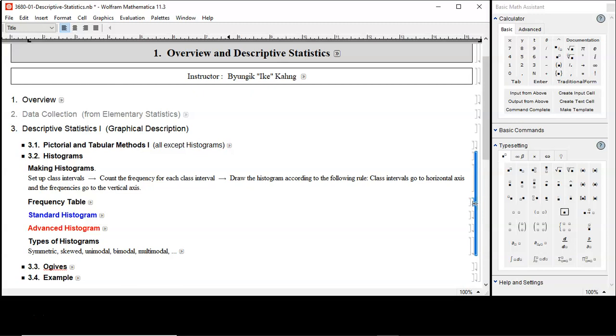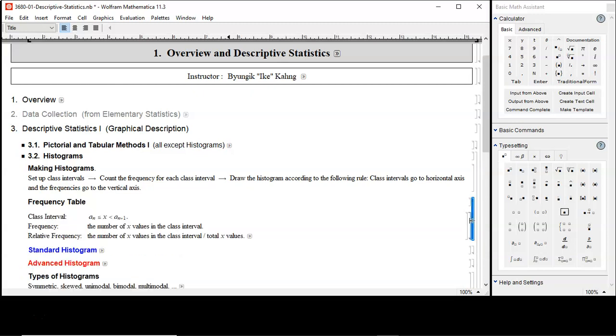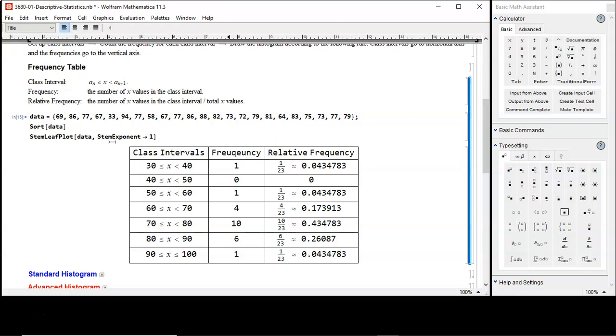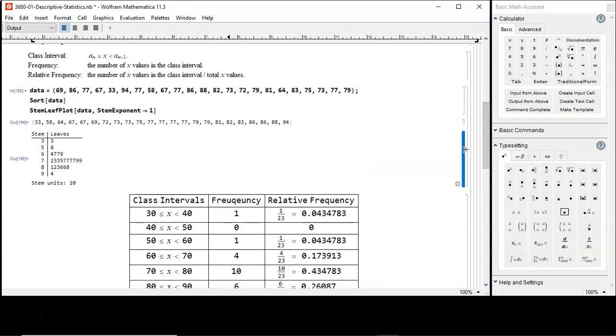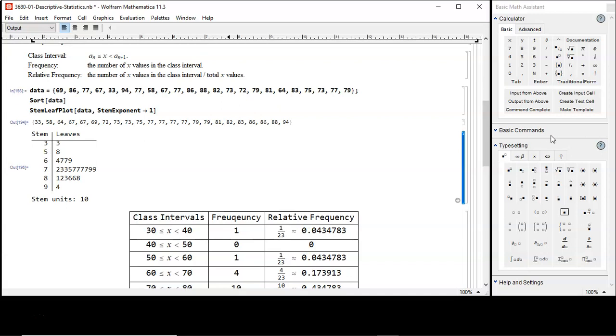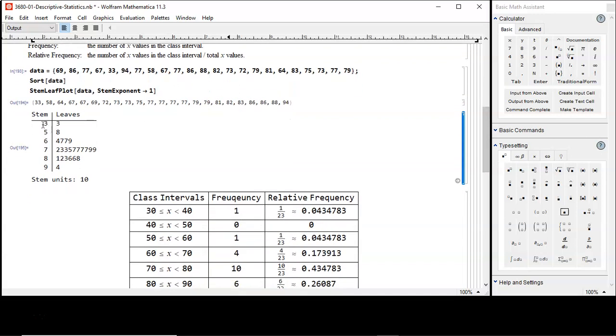Here's an example. We begin with something called a frequency table, and let's consider the same data set, an exam score distribution. If we use a stem and leaf display, we get something like this. Let me expand the font a little bit here. One student in 30s, no student in 40s, one student in 50s, 4 students in 60s, 10 students in 70s. Can you see all these?